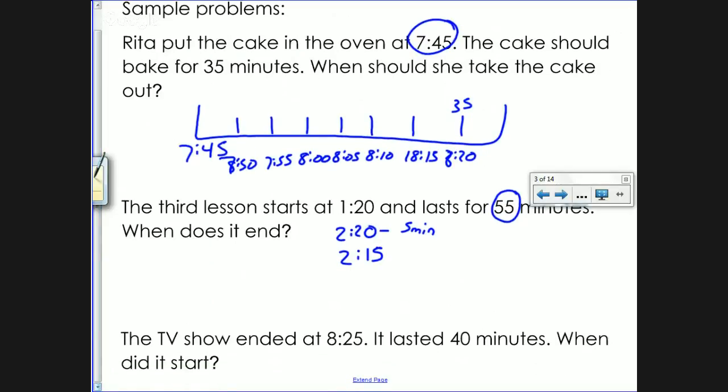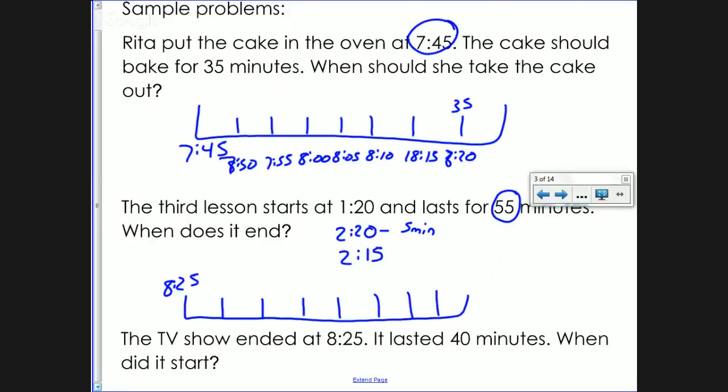The next one, the TV show ended at 8:25. It lasted 40 minutes. When did it start? So again, using our number line, 8:25 being our start time, and lasting 40 minutes, 5, 10, 15, 20, 25, 30, 35, 40. So here we have our 40 minutes.